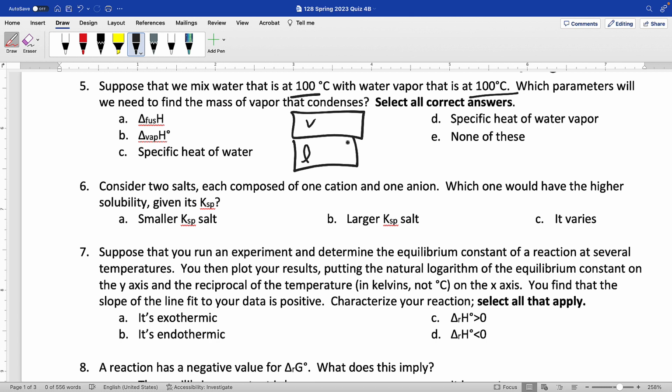So without heat leaving, the vapor can't condense. So the answer is 0 grams of vapor condenses, and we don't need to know any of these numbers to know that. So the answer is E, none of these.